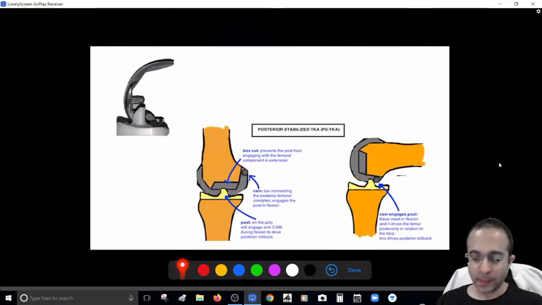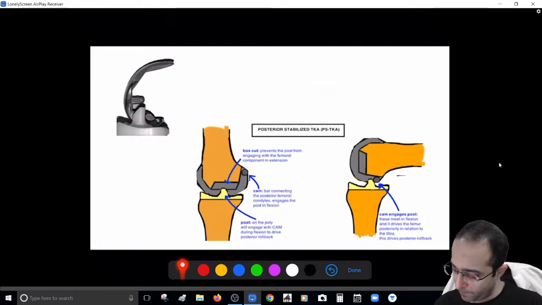See, this projection from the tibial tray is called the post.